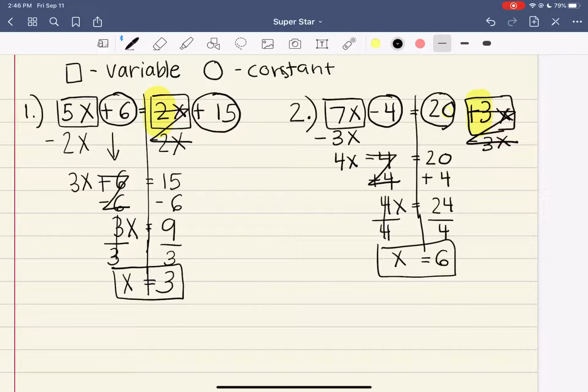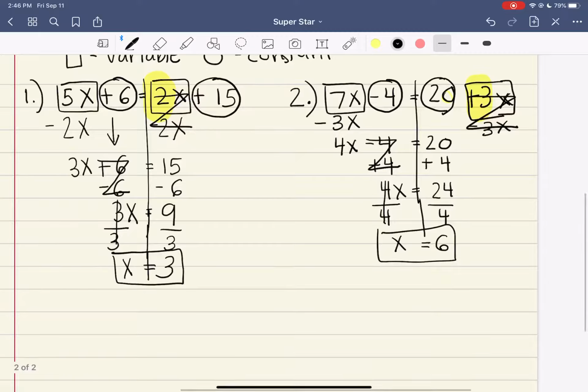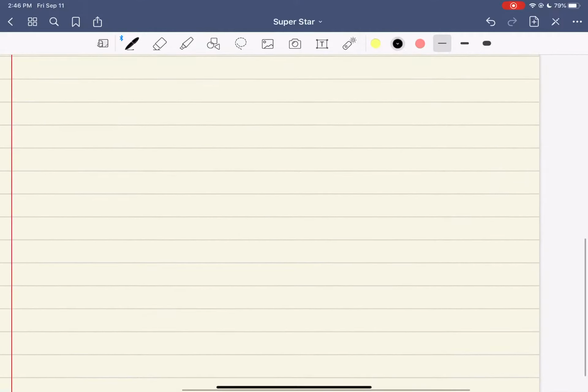So I'm going to move on up for number 3. Number 3 reads 2x plus 15 equals 43 minus 5x.